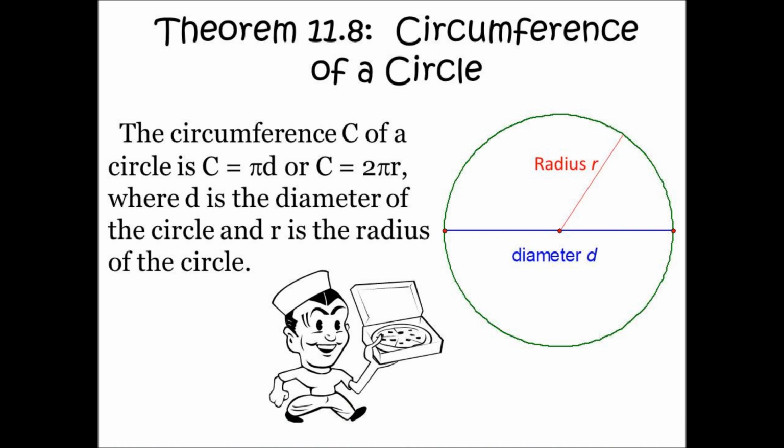Theorem 11.8, Circumference of a circle. The circumference C of a circle is C equals pi d, or C equals 2 pi r, where d is the diameter of the circle and r is the radius of the circle.